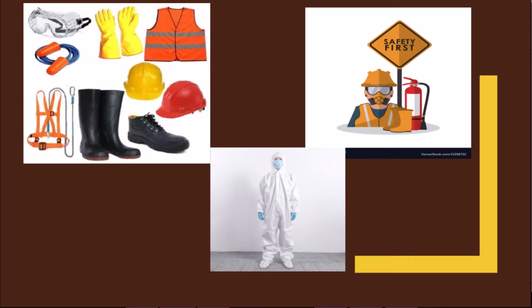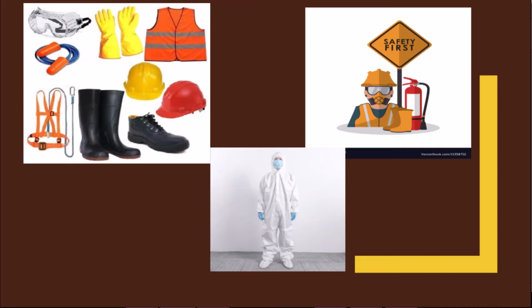In this particular slide, we can see three images. In the first image, we can see a safety jacket, a safety helmet, boots which are made of rubber, safety harnesses, straps and belts. All these equipments are very significant in industrial safety.